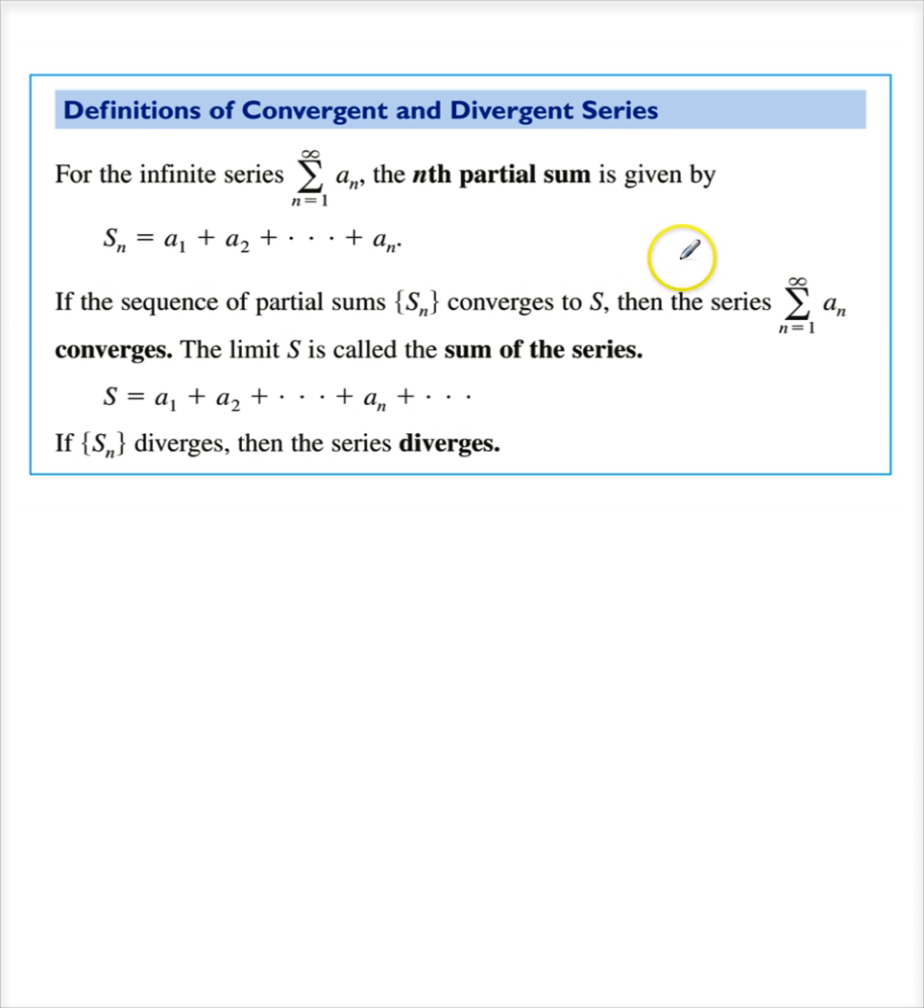Now let's talk about convergent and divergent series. For the infinite series, the sum as n goes from 1 to infinity of a sub n, the nth partial sum is s of n, is a1 plus a2 dot dot dot plus a sub n. If the sequence of partial sums converges to s, then the series converges, and s is the limit of the series. While if s of n diverges, then the series diverges.